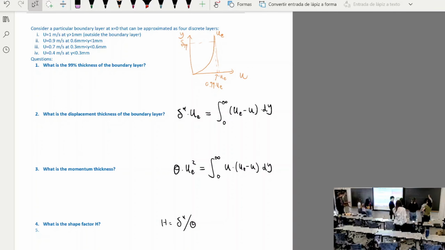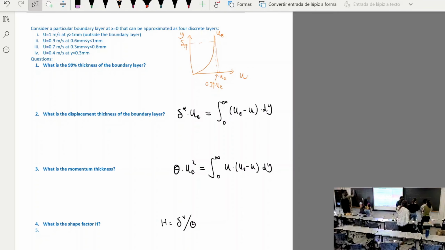Sounds like you lost your voice. Do you want to do the next one? Yeah. So if you look at how many layers did I have, that's the profile, right? To figure out the 99% thickness, you take this as U_e and this as 99% U_e. You go up and see when you hit the profile. In this case, you hit the profile at 1 millimeter, right?